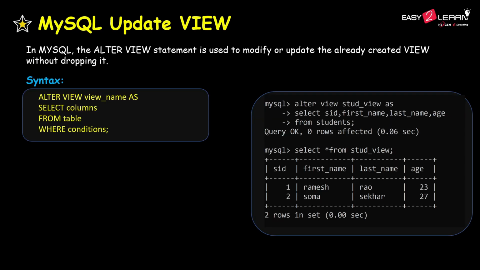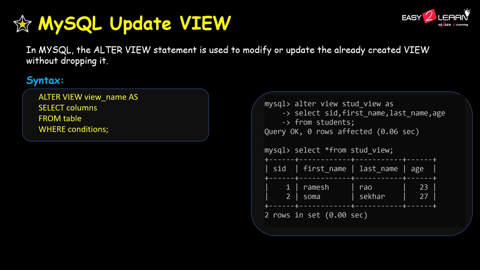The ALTER VIEW statement is used to modify an existing view. The syntax is similar to CREATE VIEW, but it replaces the existing definition. ALTER VIEW view_name AS SELECT column1, column2, and so on FROM table_name WHERE condition. Here, ALTER VIEW view_name modifies the existing view, and SELECT column1, column2, and so on up to column n defines new columns for the view. FROM table specifies the source table, and WHERE condition, which is optional, filters the data if needed.